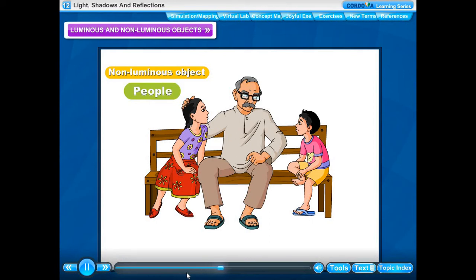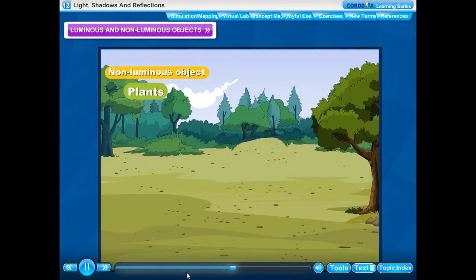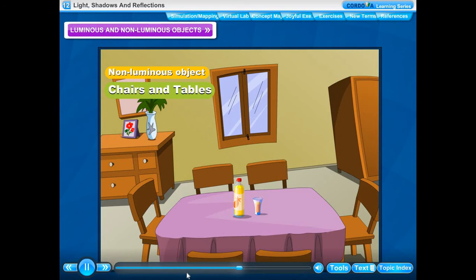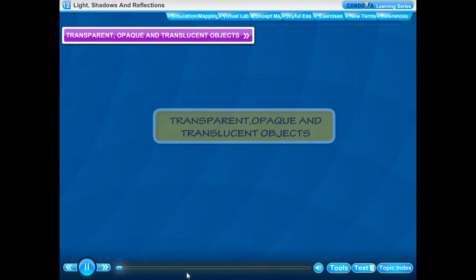We can see non-luminous objects because they reflect light received from luminous objects like the sun, a bulb or a torch into our eyes. For example, moon is a non-luminous object that does not have its own light. We can see the moon because it reflects sunlight into our eyes. Light from the sun falls on the moon. The moon reflects its light to us on the earth. Thus, moonlight is actually reflected sunlight.